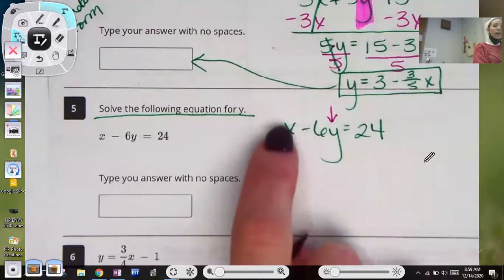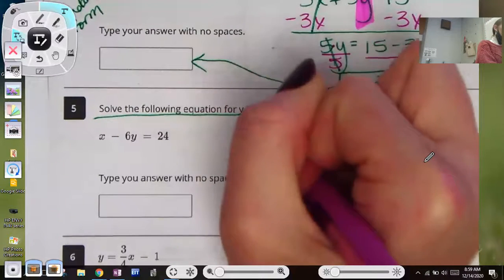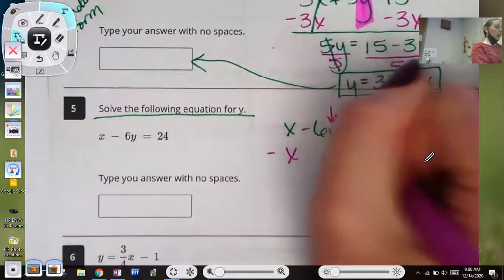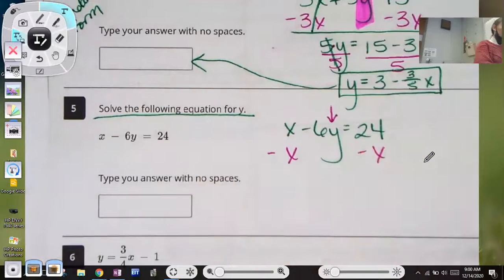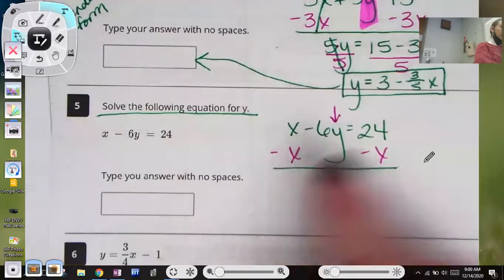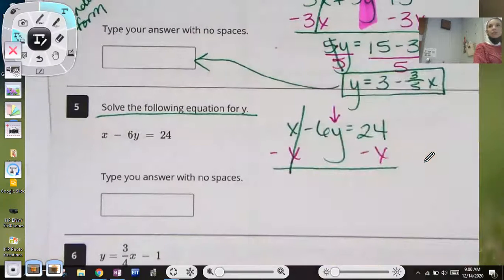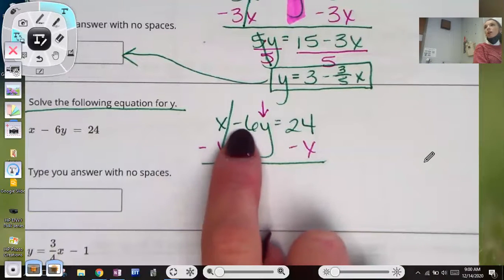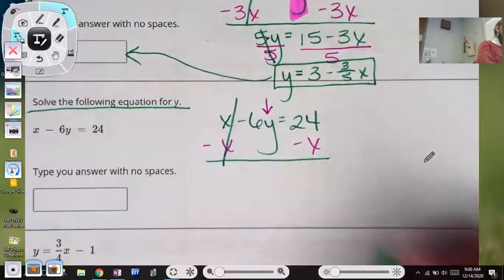How do I get rid of my 1x? Minus 1x. If I do it to one side, I've got to do it to the other side. All right, what happens to my x's? They cancel out. What do I have left? 6y equals... 6y? Negative 6y. -6y. That's where a lot of people are going to miss it on the test. You have to pay attention to that symbol in front of it as well.